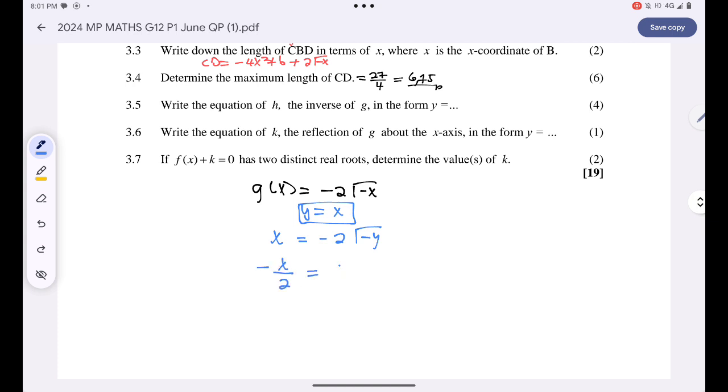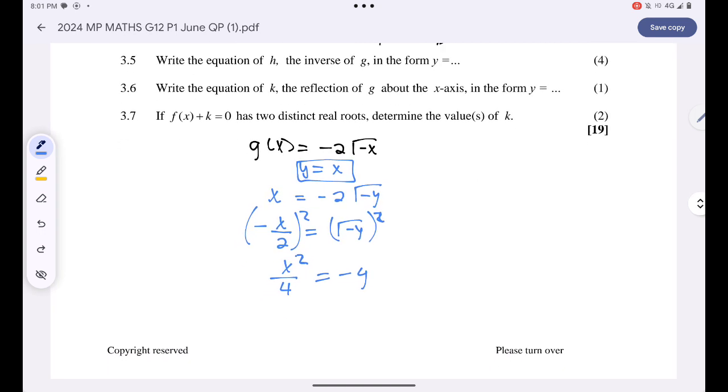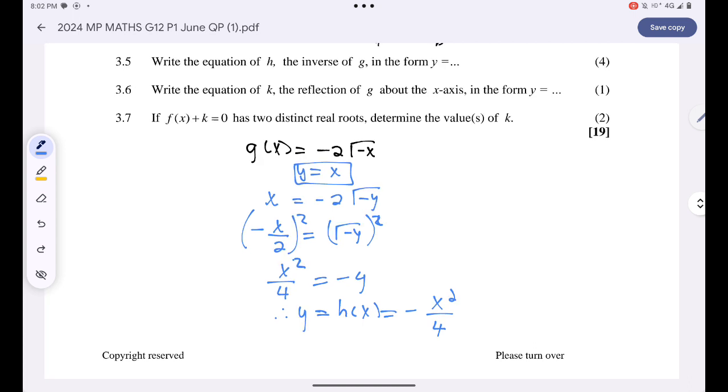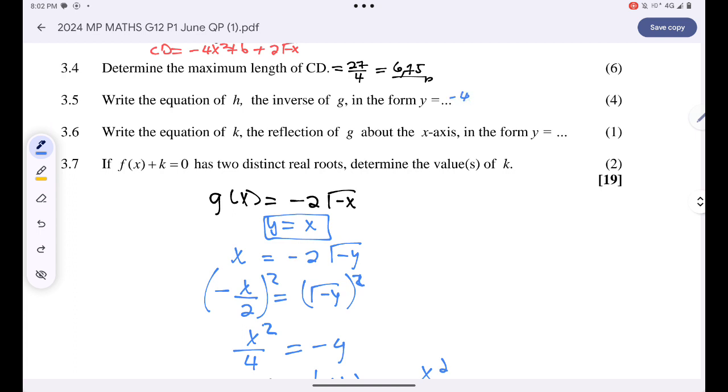I'll simply have -x over 2 is equal to the square root of -y. I can simply square both sides. I'm doing this, guys, because I must isolate y. This will give me positive x squared divided by 4 is equal to -y. Therefore, y, which represents h of x, is equal to -x squared divided by 4.